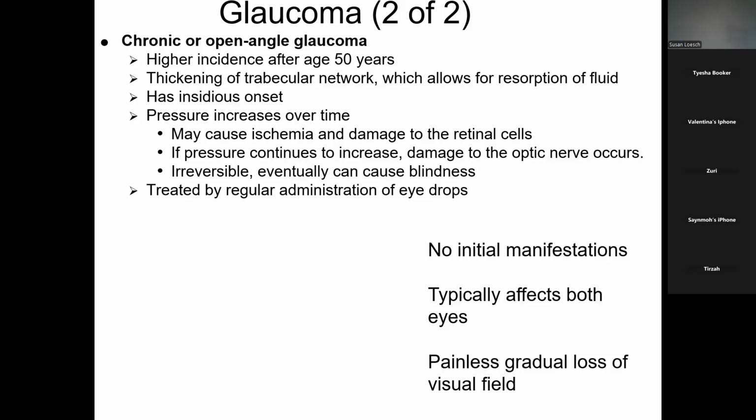That increased pressure causes damage, ischemia. If the pressure increases, it can cause damage to the optic nerve and irreversible blindness. So we treat it with eye drops routinely. For this one, a key thing that you might see on the test is the cupping of the optic nerve. So when you look through the pupil at the optic disc, it looks cupped or eroded because the optic nerve fibers are compressed.